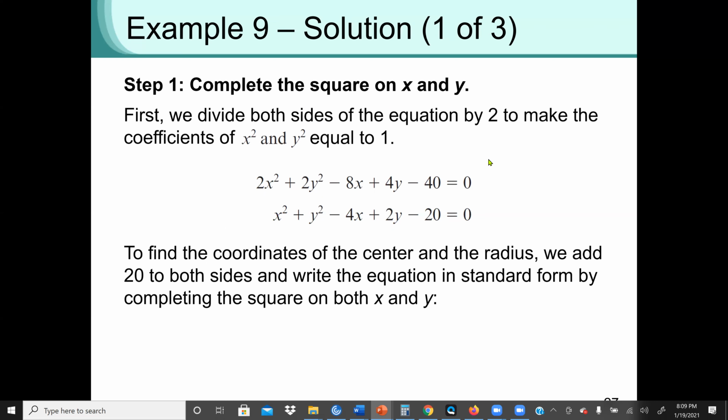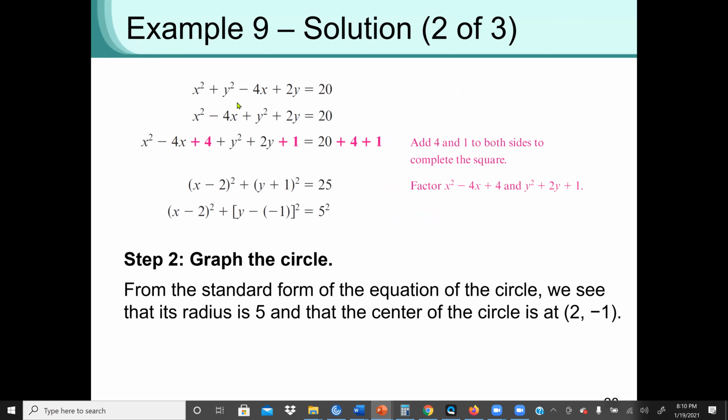Now, to find the coordinates of the center and the radius, we're going to add 20 to both sides and write the equation in standard form by completing the square for both x and y. So this minus 20, we take it to the right side. Then we complete the square so that we have a perfect square for x and for y. We combine the x terms together: x squared minus 4x, then y squared plus 2y, equal.